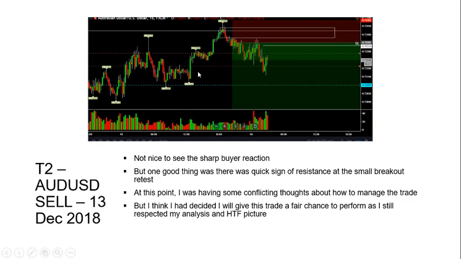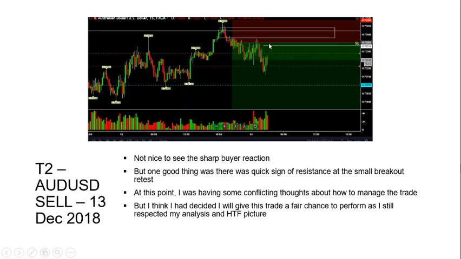It wasn't great to see the sharp buyer reaction, but I knew that I had to respect the swing failure entry, right? I had to respect the higher time frame buyers. So I was still confident in holding on to the trade, and I didn't remove any money. So another good thing was this move up.